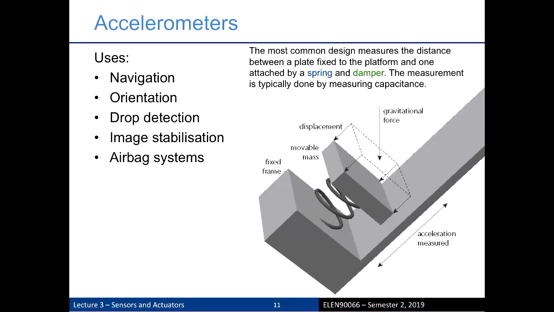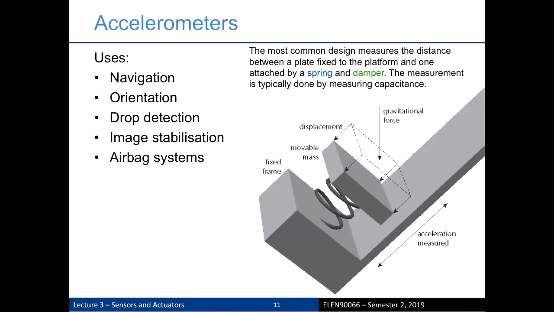Okay, so they're used for navigation, orientation, drop detection, image stabilization, right? If you have a decent digital SLR camera, and you are a bit shaky, it's using a 3-axis accelerometer to stabilise the lens so you don't get blurry images. And airbag systems, as I said before, where you need to measure a sudden deceleration, and you've got to measure it quickly to deploy your airbags.